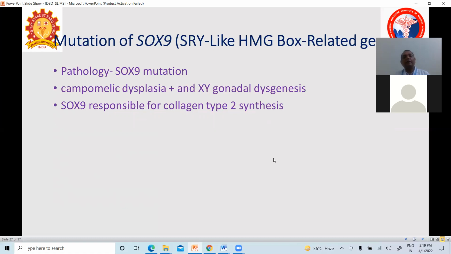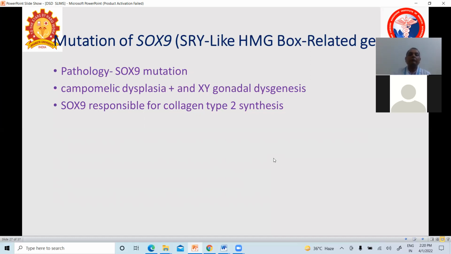SOX9 mutation, SRY-like HMG box related gene, very, very important. It is an autosomal mutation. We don't know exactly how it happens, but it affects the expression of the SRY gene. And SOX9 is expressed not only on the sex chromosomes but on autosomes also, especially in genes involved in collagen synthesis in the bones. So if a SOX9 mutation is there, it will cause campomelic dysplasia.